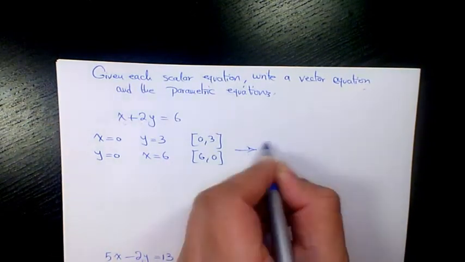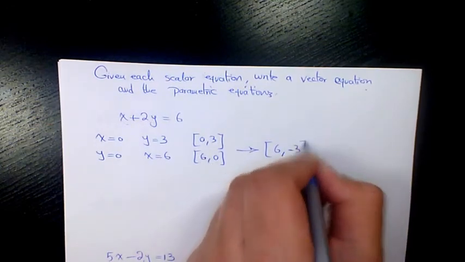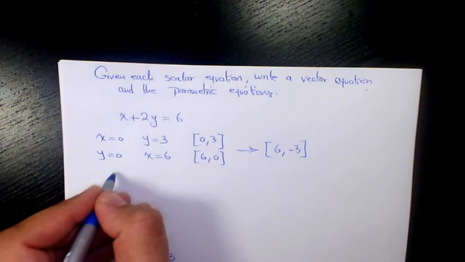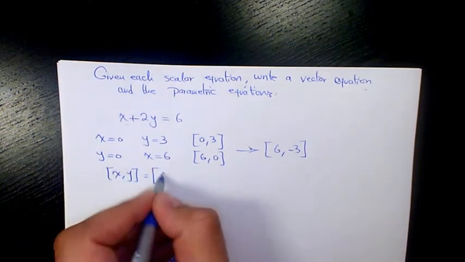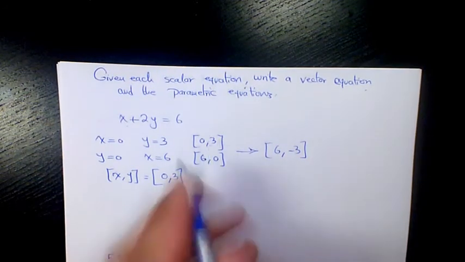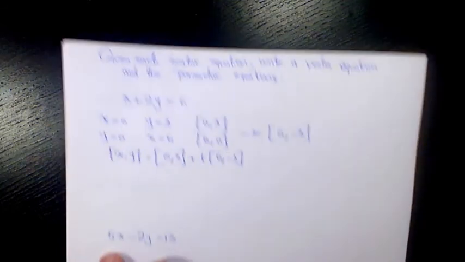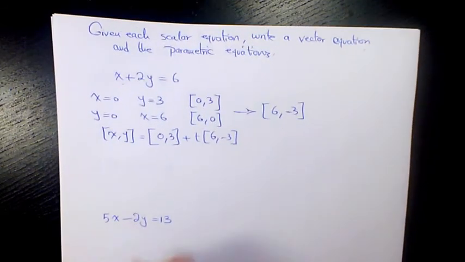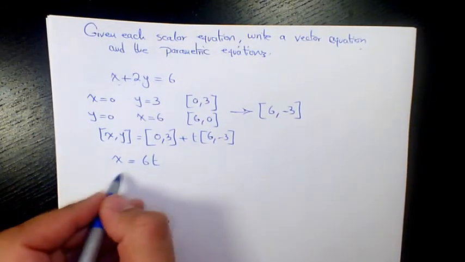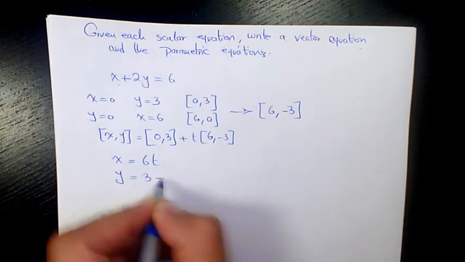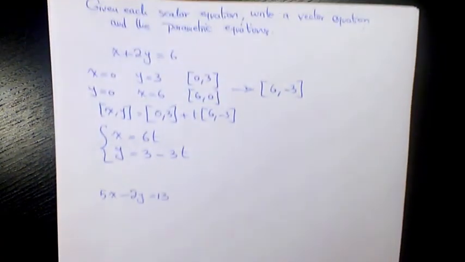So we can find the slope. 6 minus 0 is 6. 0 minus 3 is minus 3. That's the slope. So that will be (x, y), that's the vector form. (0, 3), we can choose any of these 2 points, plus t times (6, -3). And if I want to write in terms of parametric form, I can say x = 6t, I don't write 0, y = 3 - 3t. That's going to be the parametric equation.